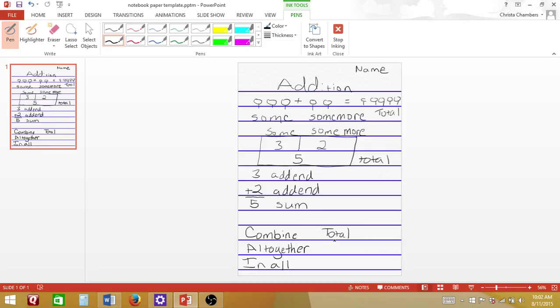Addition gives you the total. Of course, sum, the answer to an addition problem. If you see that in a word problem, you know you're adding. Plus is another one. More. If I had 3 suckers and then I got some more, more is a key word for addition.